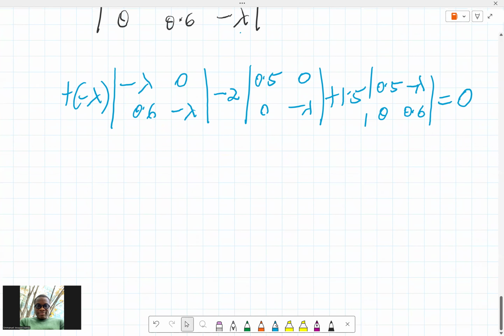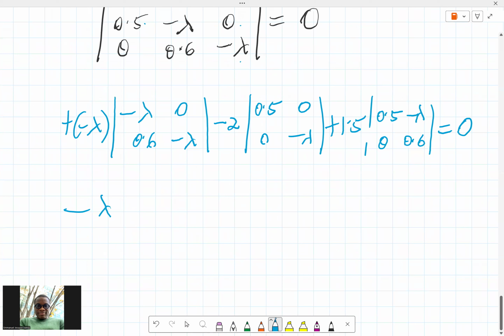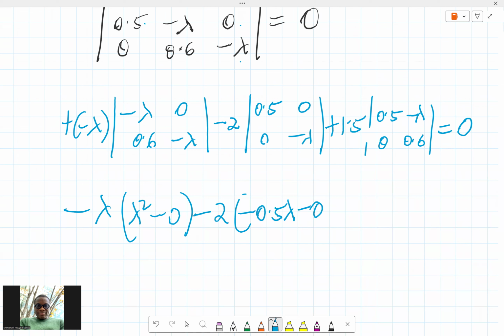All right, so we can go on with this now. So this is minus lambda into, yeah, we are taking determinants, right? So that's minus lambda times minus lambda, that's lambda squared, minus 0.6 times 0.6 minus 0, that's simply 0. Then minus 2 into minus 0.5 times minus lambda, that's minus 0.5 lambda. Then minus 0, that's 0 times 0, plus 1.5 into 0.5 times 0.6, that's 30, right? Two decimal places, that's 0.30. Okay, I believe that. Then 0 minus lambda is also minus 0. So all of this is equal to 0.